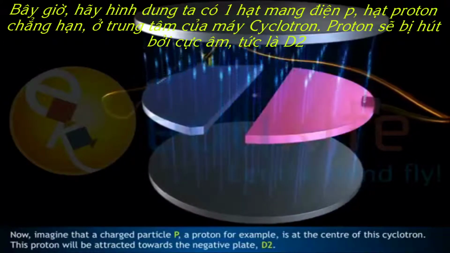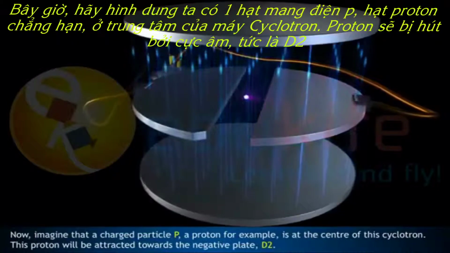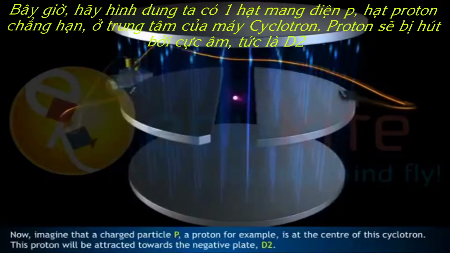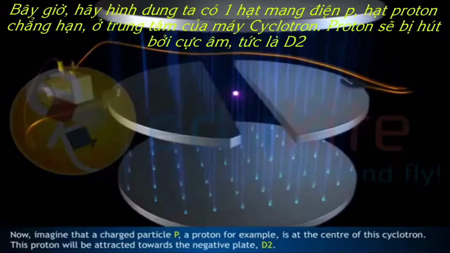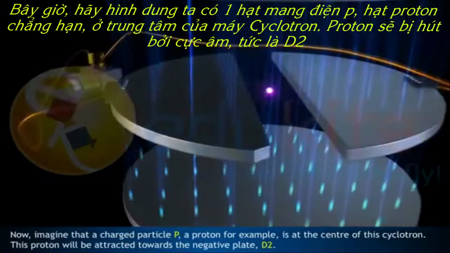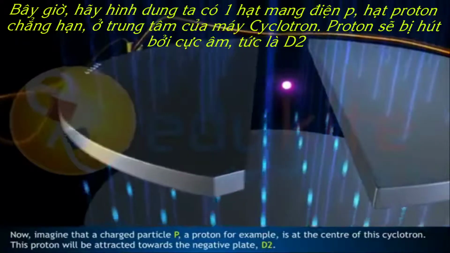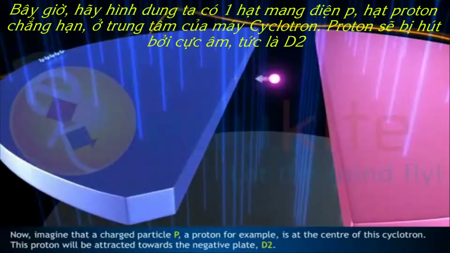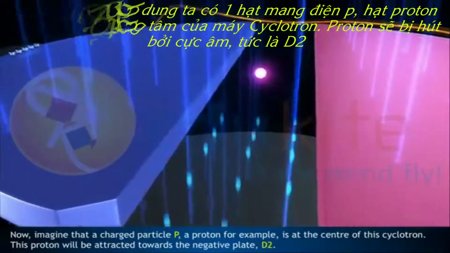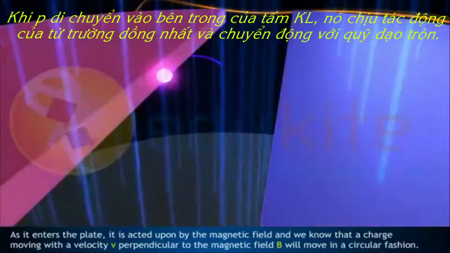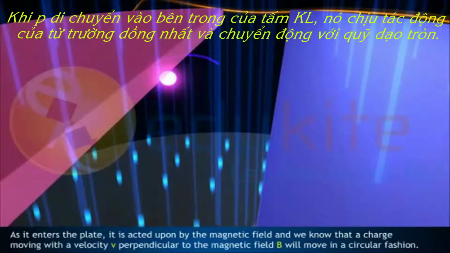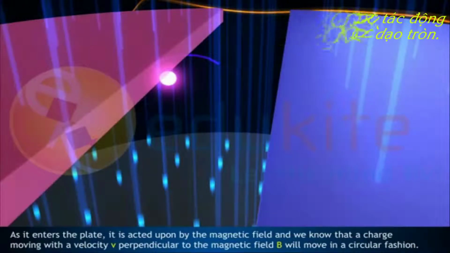Now imagine a charged particle P, a proton for example, is at the center of this cyclotron. This proton will be attracted towards the negative plate D2. As it enters the plate, it is acted upon by the magnetic field, and we know that a charge moving with a velocity v perpendicular to the magnetic field B will move in a circular fashion.